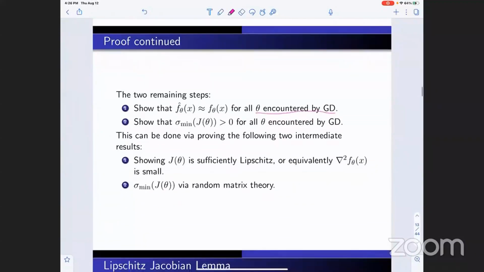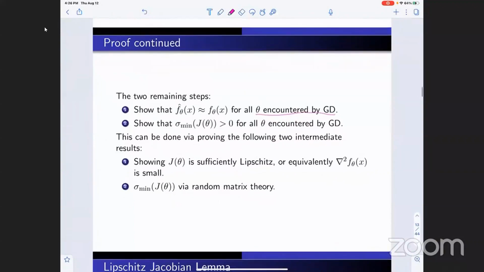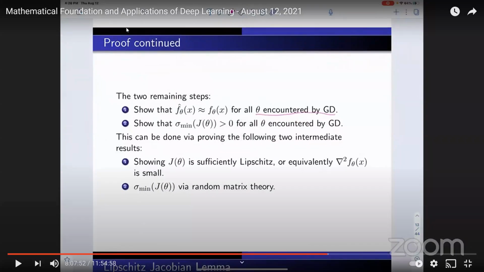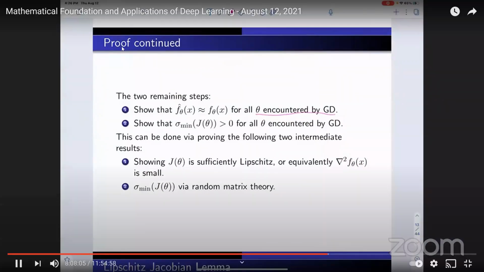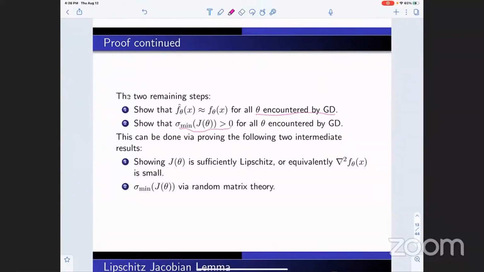As soon as the second term in the Taylor expansion dominates the first term, this is not true anymore. But the hope is that if you converge so fast that you don't need to move a lot, then this can be true. And in fact, the way you'll show you converge fast enough is by ensuring the Jacobian is positive, or the minimum singular value of the Jacobian is positive for all theta encountered by GD.